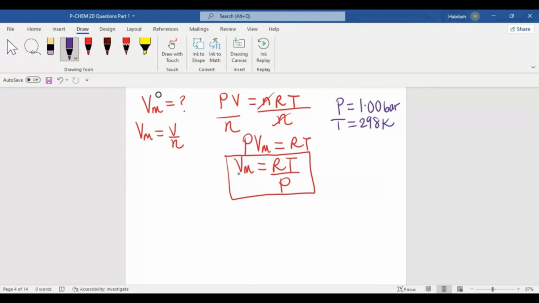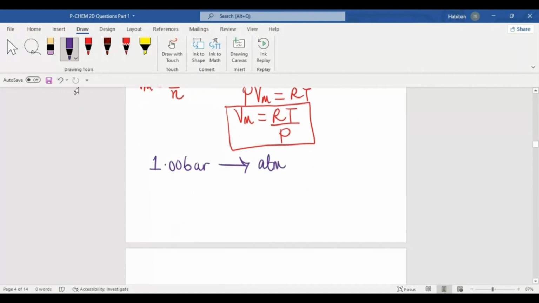I am going to be converting this 1 bar that we're given to the proper units of atmosphere, because that is what I'm most comfortable with. You can use bar, but just make sure that it matches the gas constant value that you'll be using to solve it. So 1.0 bar to atmosphere, we have to remember that 1 atmosphere equals 1.01325 bar. So hence 1.00 bar would give you how many atmospheres?